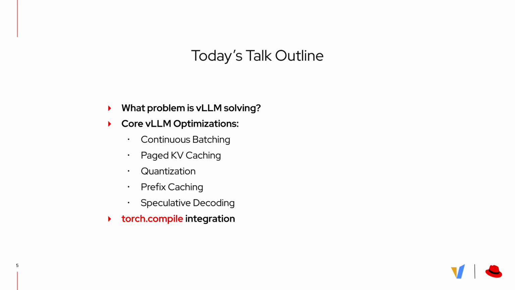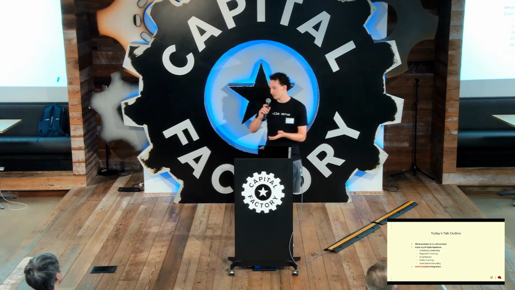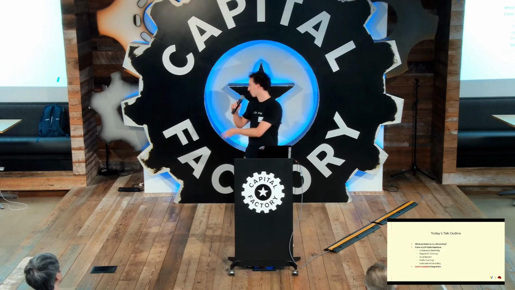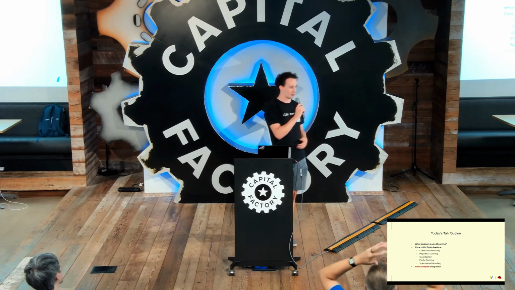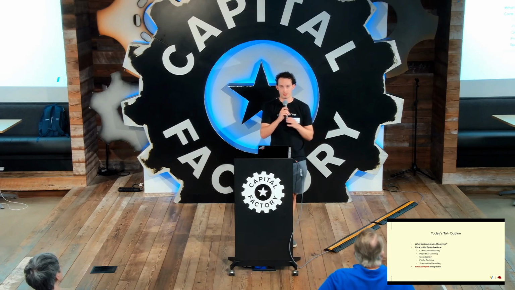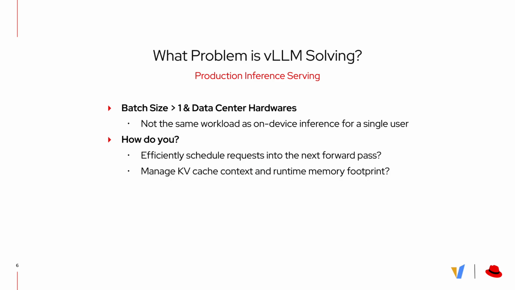So what we'll talk about today is, first we'll talk about what problem vLLM is actually solving. Then we'll walk through a few of the core vLLM optimizations. And then finally, we will look at the Torch.compile integration. The reason that it's separate and not under one of the core optimizations is because it exists in its own plane, and it enables a whole new class of optimizations, as well as adds some other additional benefits and flexibility that we'll dive into later.